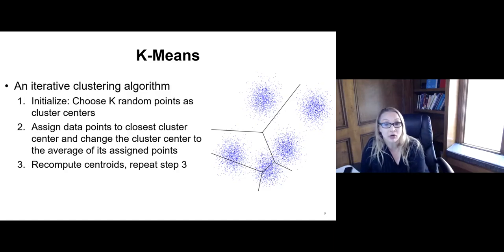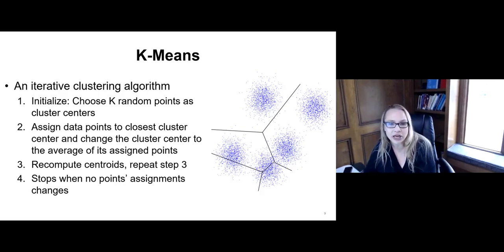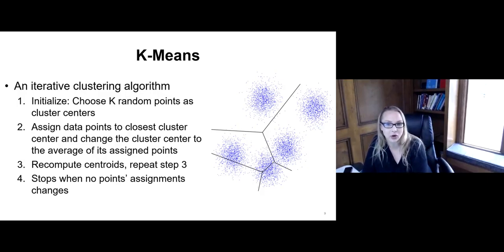First, we initialize the algorithm, where we choose k random points as the cluster centers. This means we will have to define how many k's we are going to use. That's how many groups or segments we want to create, so that's something that we end up inputting. Then we assign data points to the cluster center and change that cluster center to the average of the assigned points. Next, we recompute the centroids and repeat step number 3. This is going to stop when there are no more changes in the point assignments. That is, when after changing the centroid, there are no further points that are going to get reassigned to new groups.